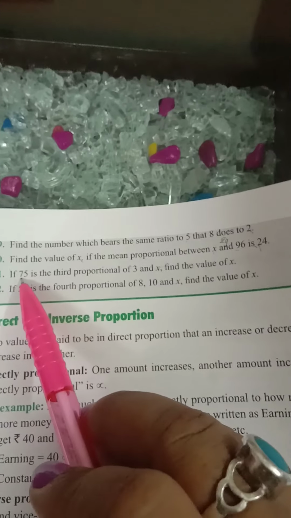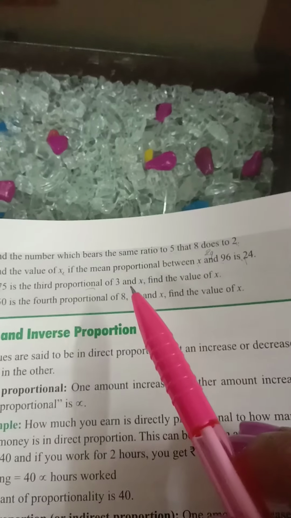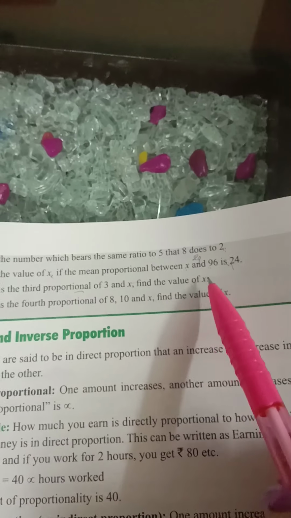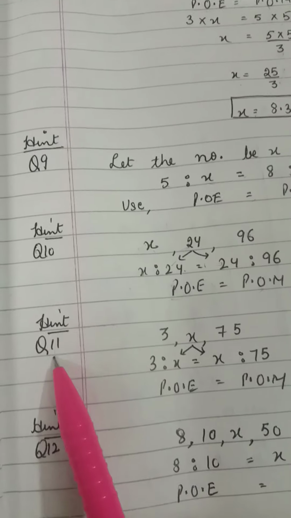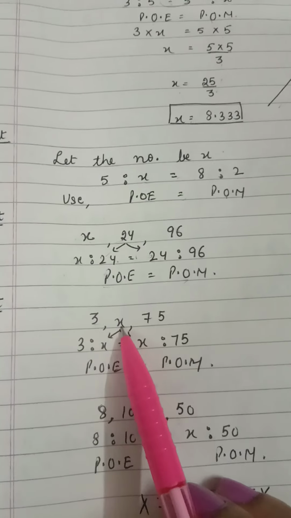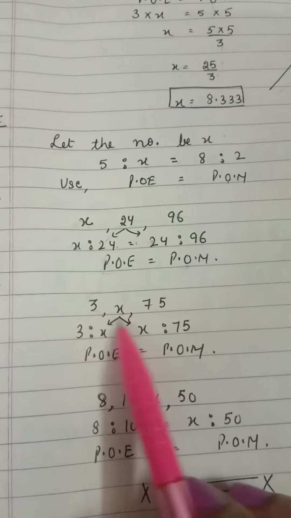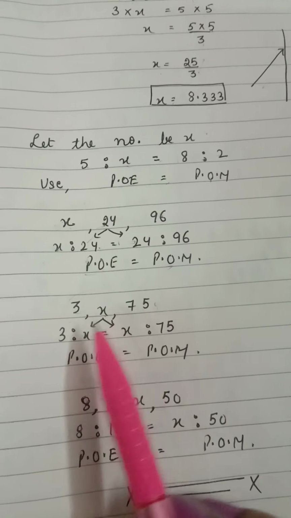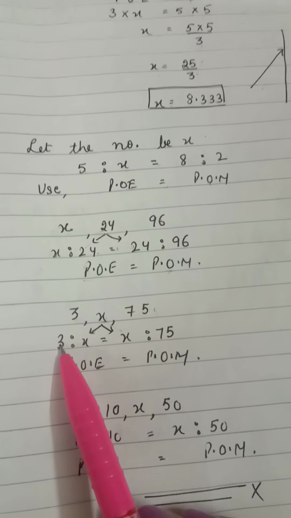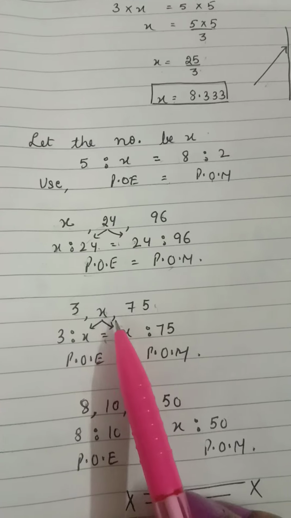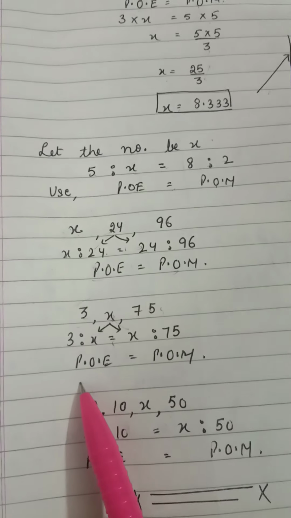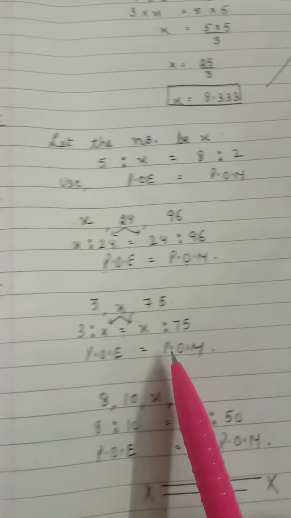Question number 11. 75 is the third proportion to 3 and x. You have to find the value of x. Check the hint for question number 11. 3, x, 75, where 75 is the third proportion. Again, there are 3 terms in total. It's a case of continued proportion, doubling the middle term. Ratio between first and second is equal to the ratio between second and third. Product of extremes is equal to product of means.